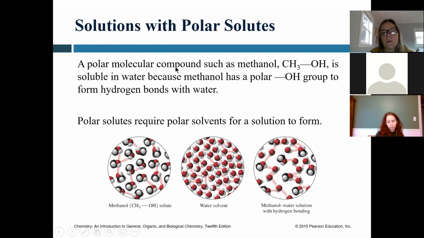So a polar molecule, compounds such as methanol, this thing here is methanol, and we're going to learn more of these names later on, so don't stress too much about it, but what we can see here is that it's carbon, there's 3 hydrogens, and then there's 1 OH group. The OH group is what makes this thing polar. So it will dissolve in water. It forms an attraction between here.